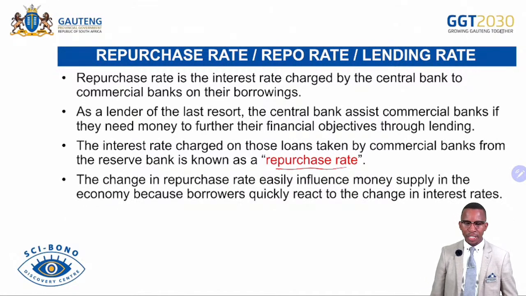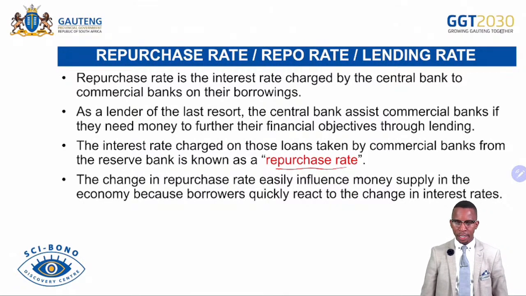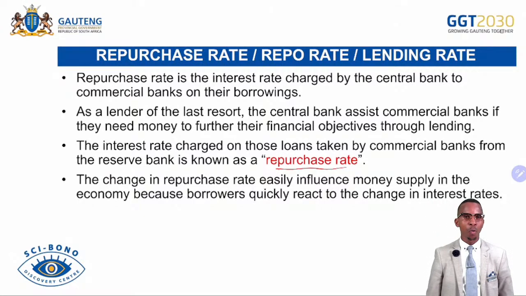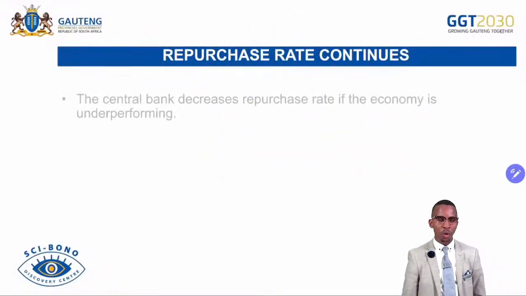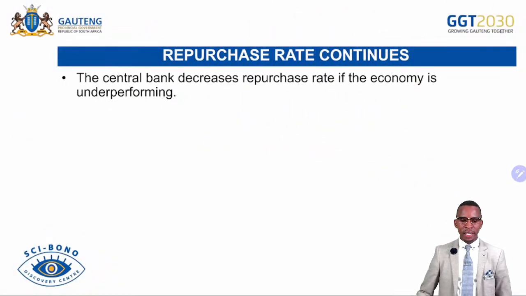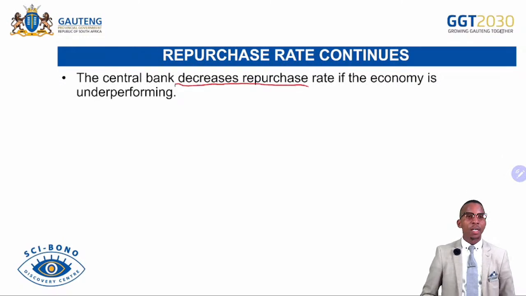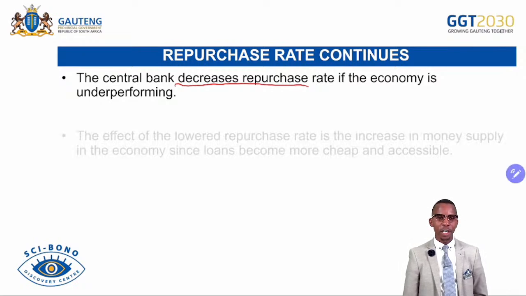The change in repurchase rate influences money supply in the economy because borrowers quickly react to the change in interest rate. If ever interest rate is decreasing, they borrow more. If it's increasing, they borrow less. So it continues. In this case, the central bank can decrease the repurchase rate if the economy is underperforming. The effect of that will be credit becoming cheaper.